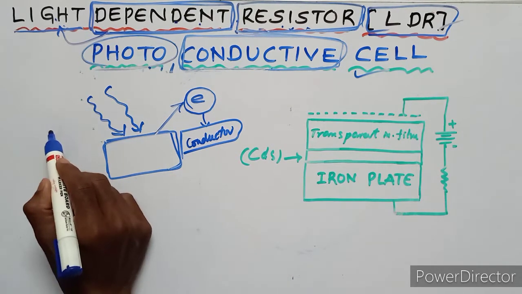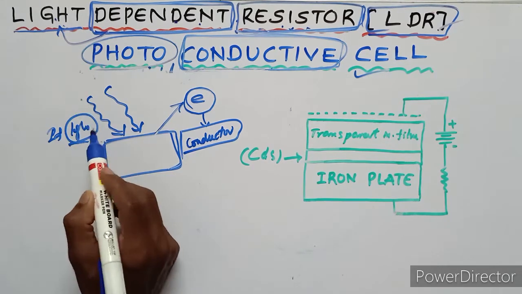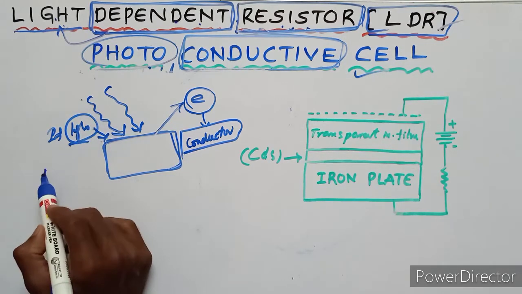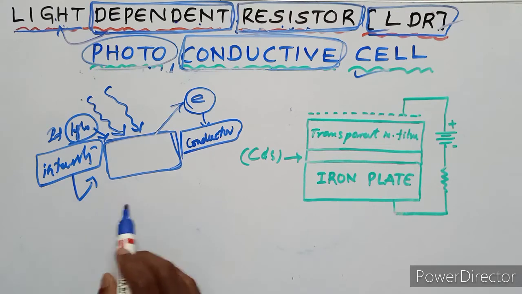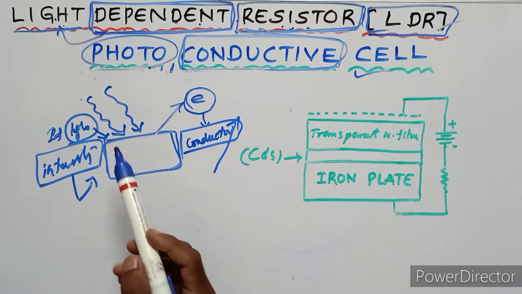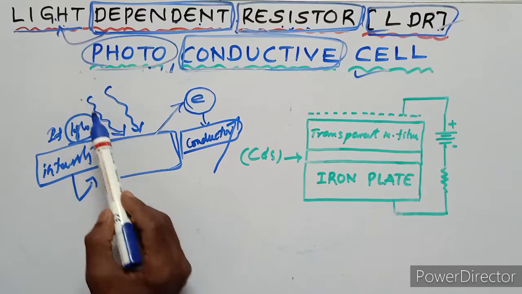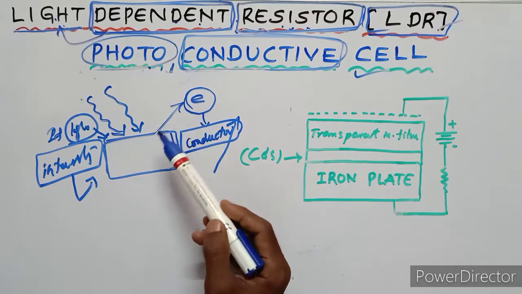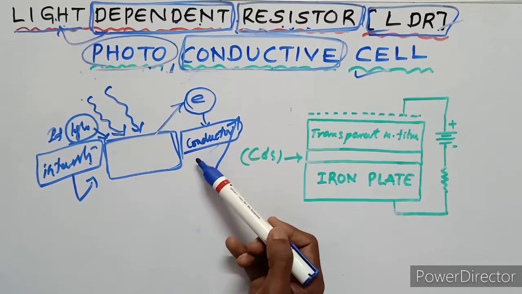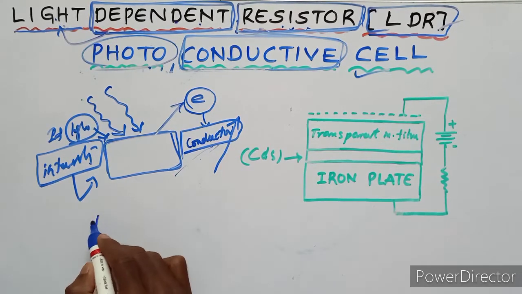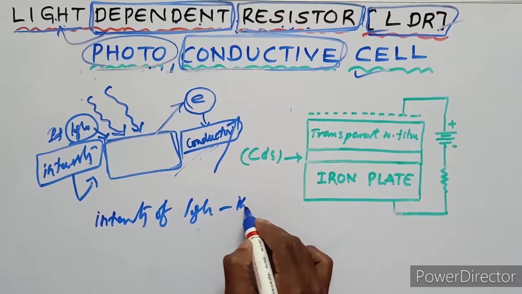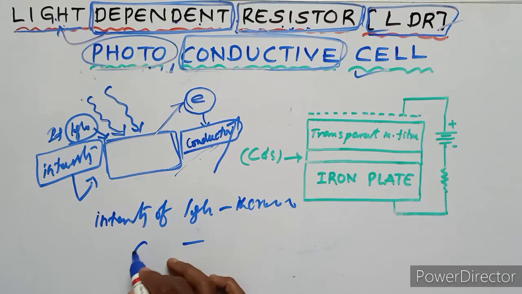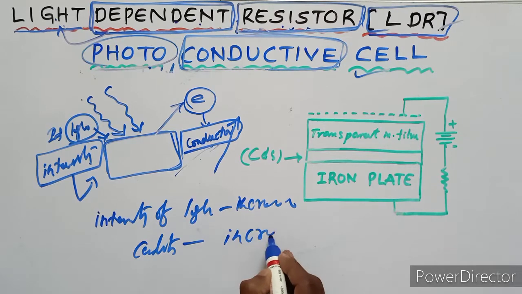So if the intensity of light is high, then the conductivity is high, because as the intensity of light increases, electrons are heavily emitted, and the conductivity increases. So as the intensity of light is increasing, the conductivity is increasing.